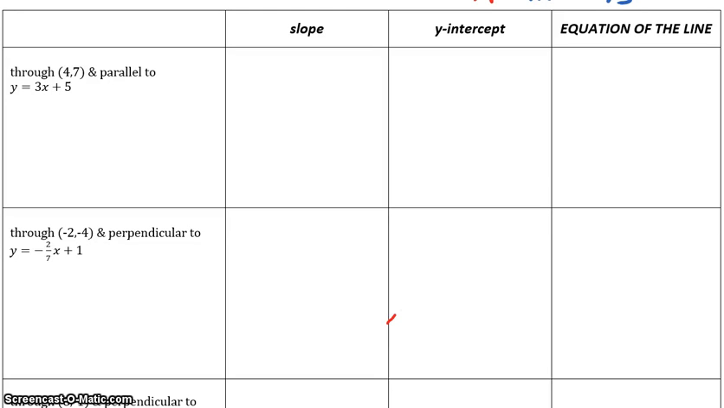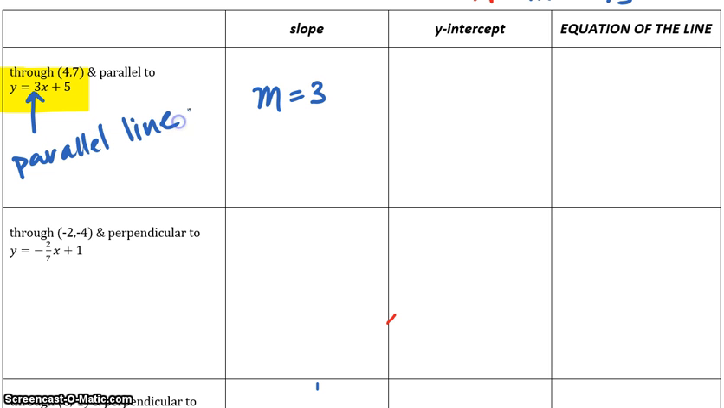Now the only reason why they give us this equation right here is because they want us to get the slope from there. Remember, y equals mx plus b, that tells us that our m has to be 3, because parallel lines have the same slope. Now, after you get the slope from that equation, you don't use it any longer. So we are finished using that equation. Now let's look at how the point 4, 7 is going to help us out. That's going to help us find the y-intercept.